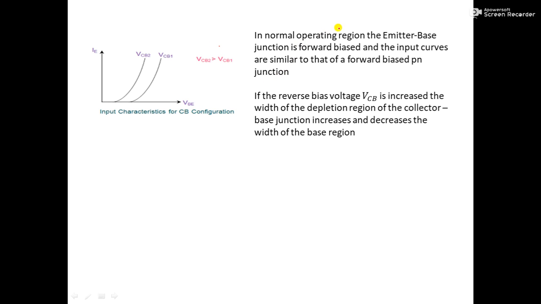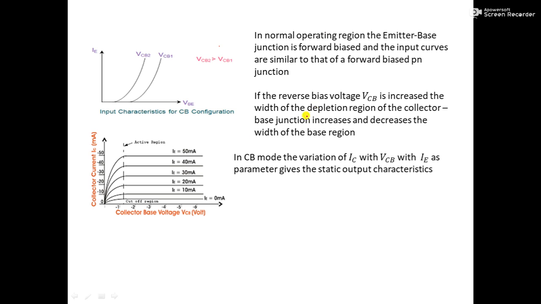We can calculate the input impedance, that is delta VEB by delta IE. And this is the output characteristics of the transistor in common base mode. The variation of IC with VCB, with IE as parameter, gives the static output characteristics.